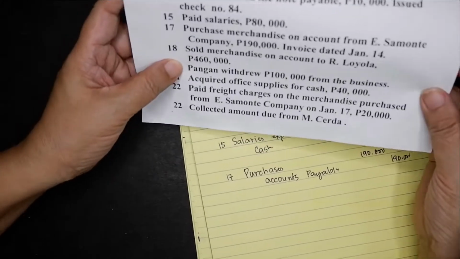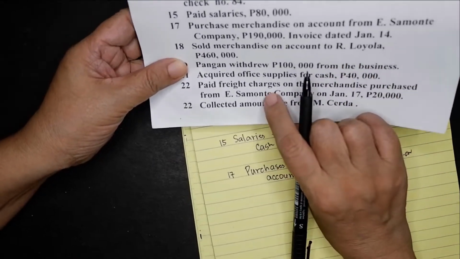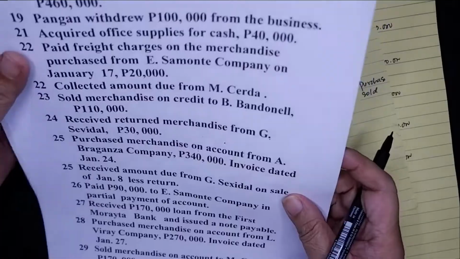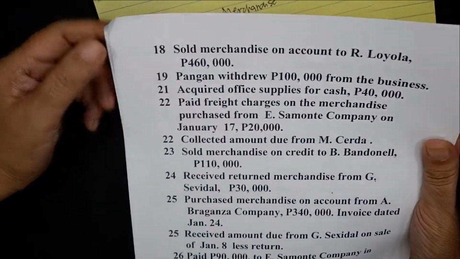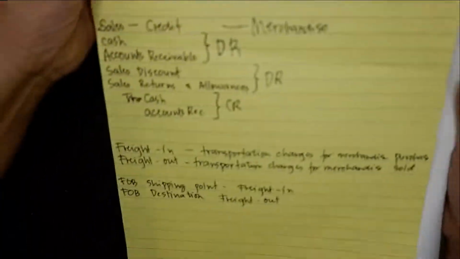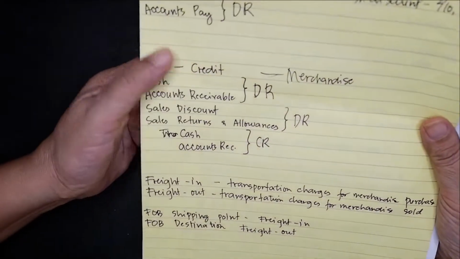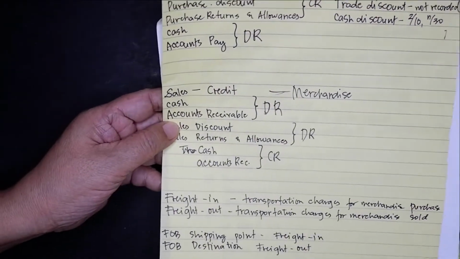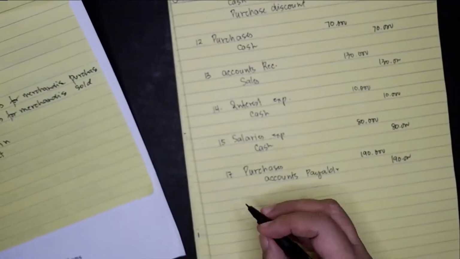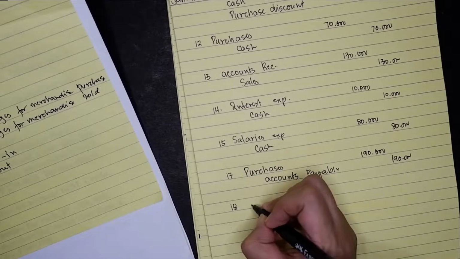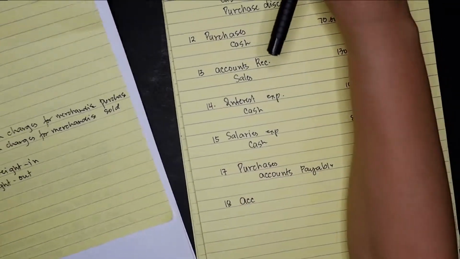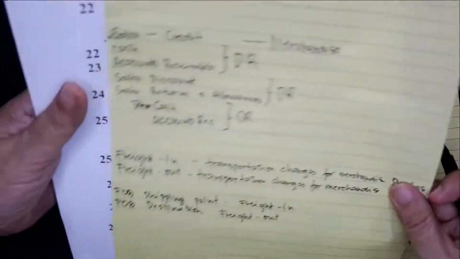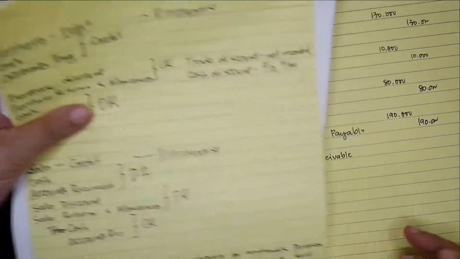Okay, 18. Sold merchandise on account to R. Loyola, 460,000. Again, in our guide, sales is credit. So it is on the credit side, and since it is on account, accounts receivable is on the debit side. So debit, that is 18, accounts receivable and credit sales, that is 460,000.